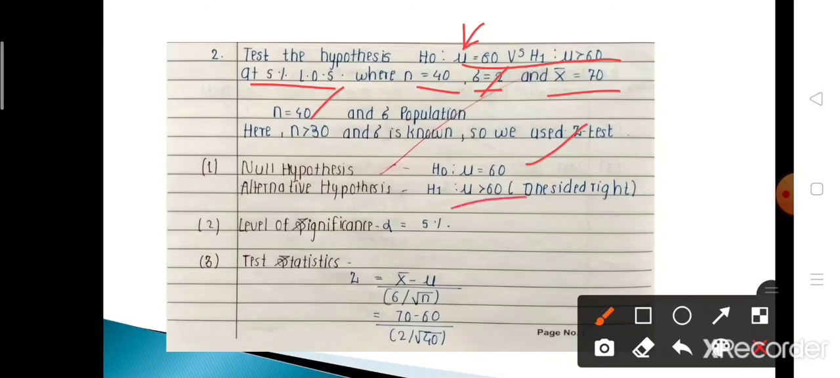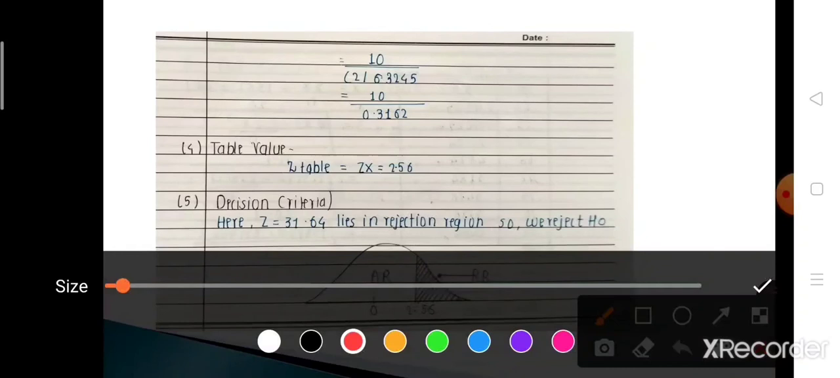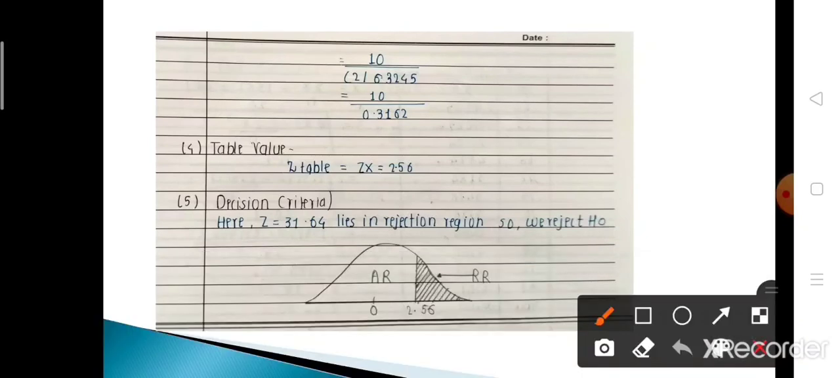Okay, the second step is to define the level of significance. Here the level of significance we are given is 5%. Third is the test statistic. What is the formula for calculating the test statistic? Z is equal to x bar minus mu divided by sigma upon root n. Just plug in all the values of x bar, mu, sigma and n. So 70 minus 60 divided by 2 upon square root of 40. So the answer is 10 divided by 0.3162. So the answer is 31.62.